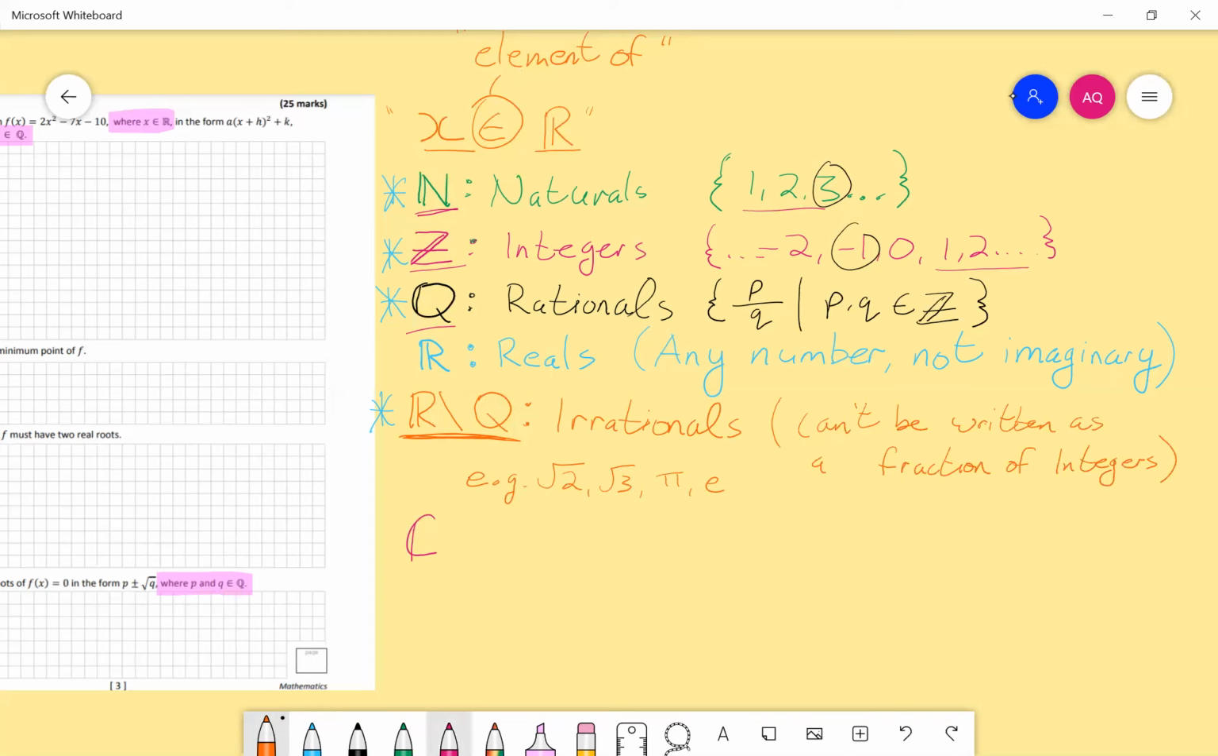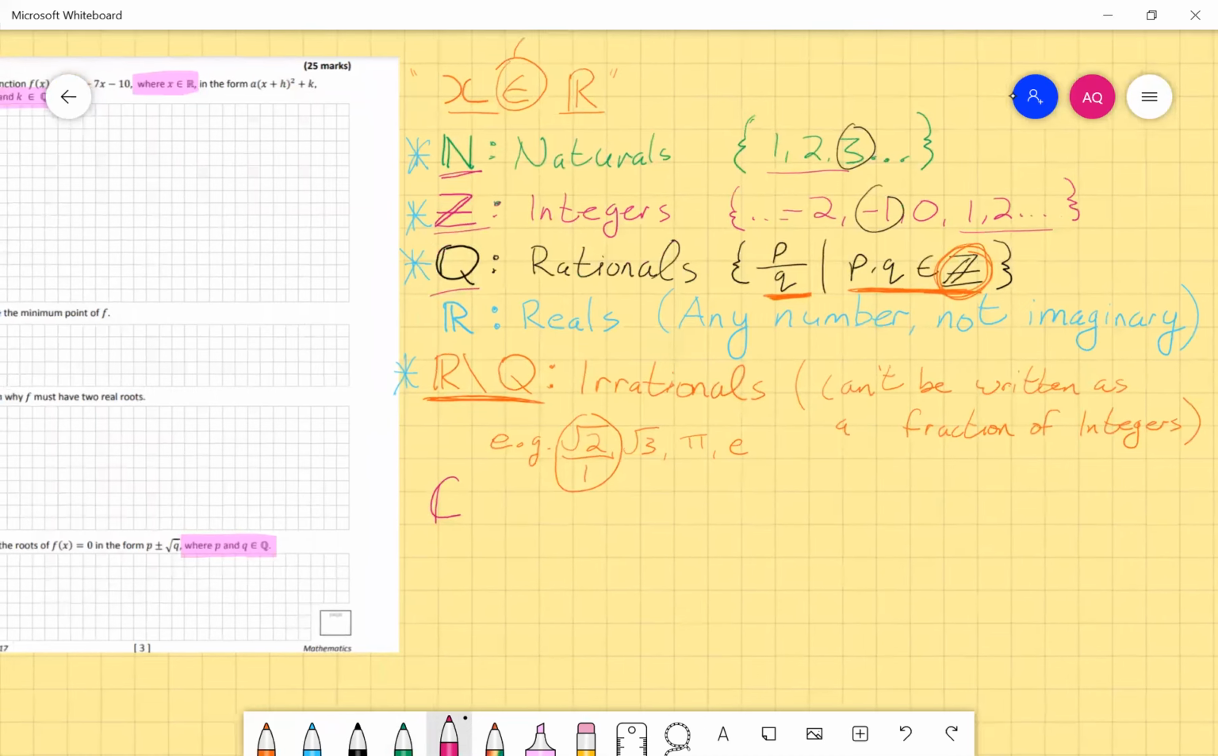Okay. Now, some of you might be thinking, well, if we can write a whole or a natural number as a fraction, can we not just write an irrational as a fraction and now it's a rational number? Well, no, because in our definition of rationals, it has to be a fraction where the top and bottom of the fraction are both elements of Z, so they're both integers, and in this case, root 2 is not an integer. So they're the most common number sets we'll see.